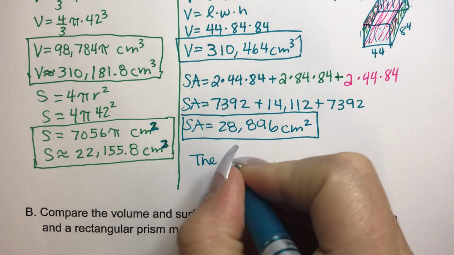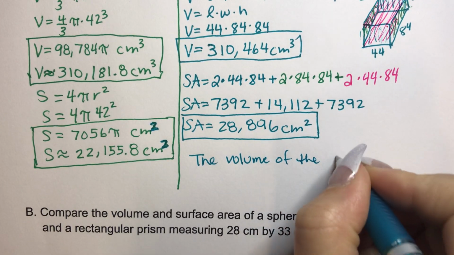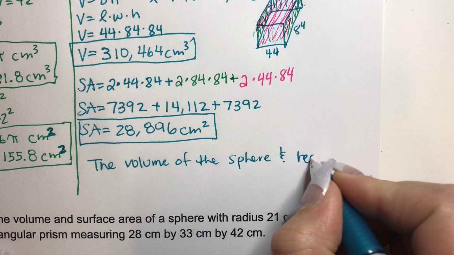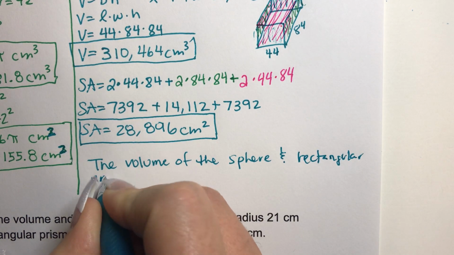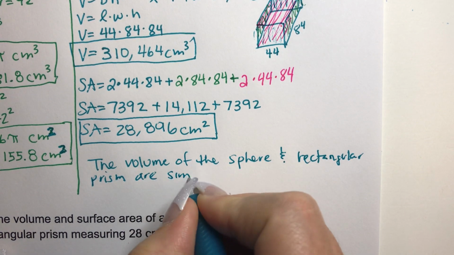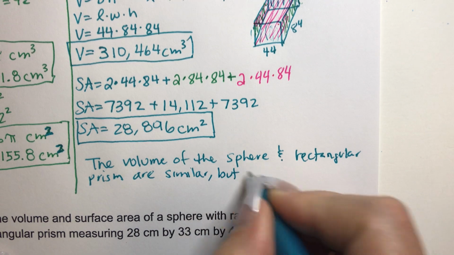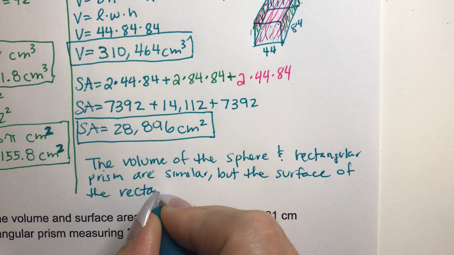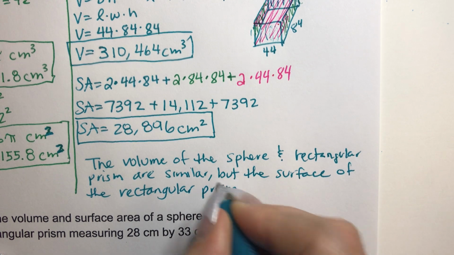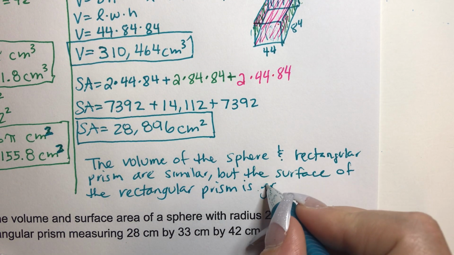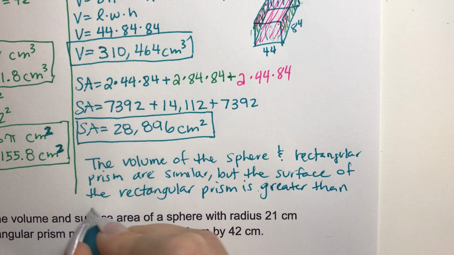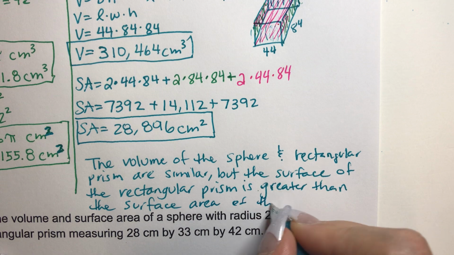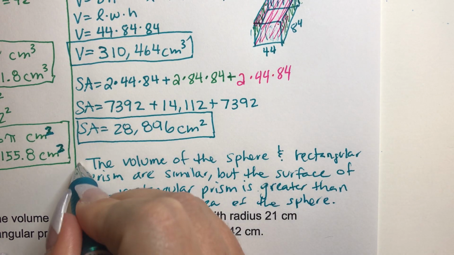So I'm going to say the volume of the sphere and rectangular prism are similar, but the surface area of the rectangular prism is greater than the surface area of the sphere. Okay, and that is our answer.